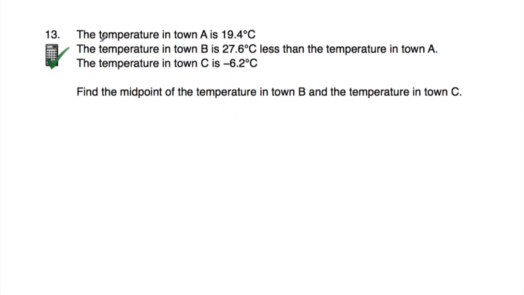Okay, let's have a look at our next question. So question number 13 says the temperature in town A is 19.4 degrees Celsius. And the temperature in town B is 27.6 degrees Celsius less than the temperature in town A. Now, this is a calculator question, so let's work that out to begin with. So we know town B's temperature is 27.6 degrees Celsius lower than the temperature in town A. So if we do 19.4 subtract 27.6, that would tell us the temperature in town B. So 19.4 subtract 27.6 is equal to minus 8.2 degrees Celsius. So that's the temperature in town B.